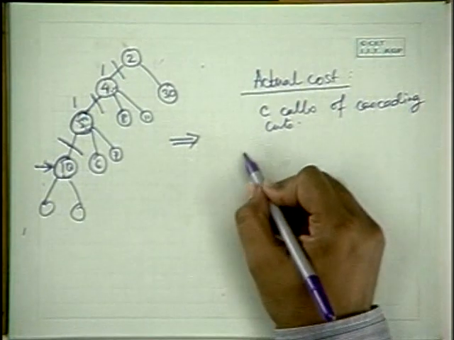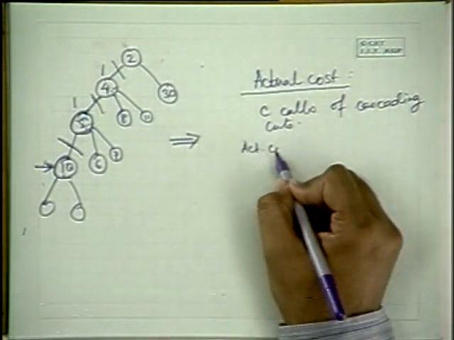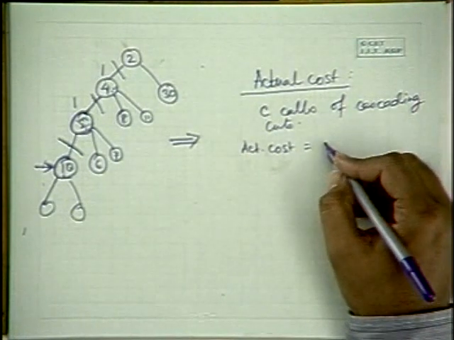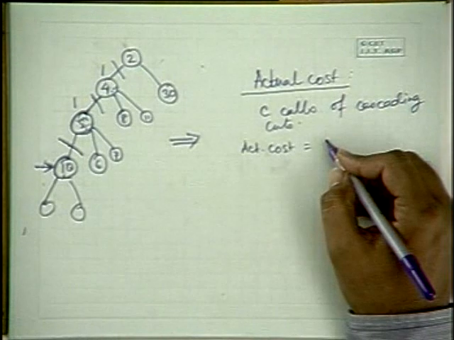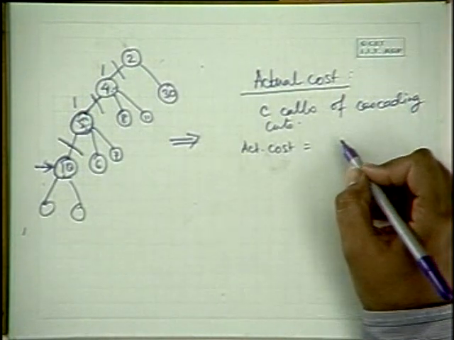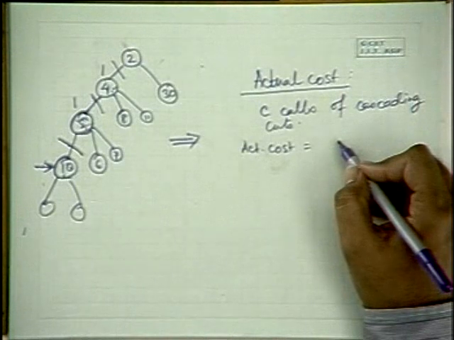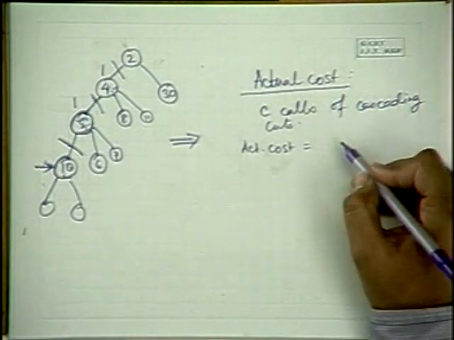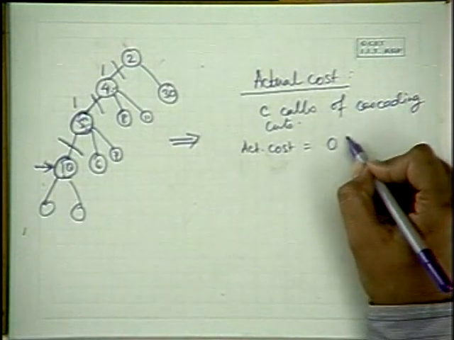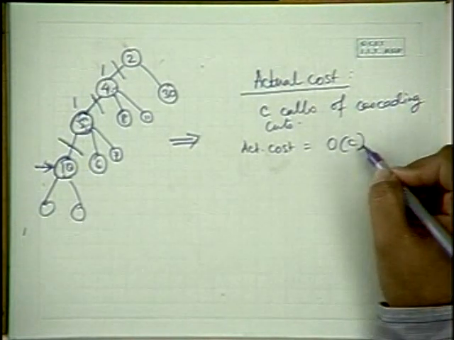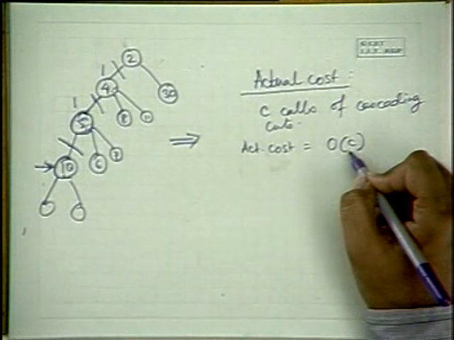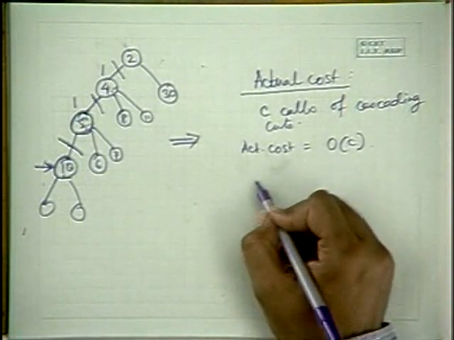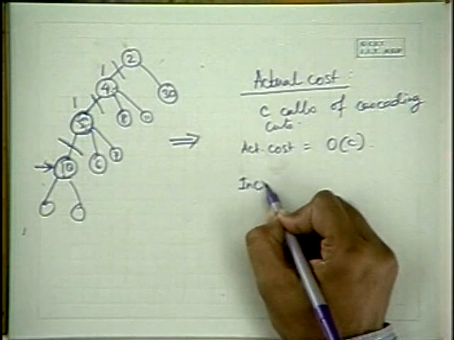Then the actual cost is how much of delete min? Sorry, decrease key. How much is the actual cost? If you go to the algorithm, you will see how much is the actual cost in terms of C. Order of C only. Nothing else is done. This is the most time consuming step. So it is order of C. Now, what is the increase in number of roots?